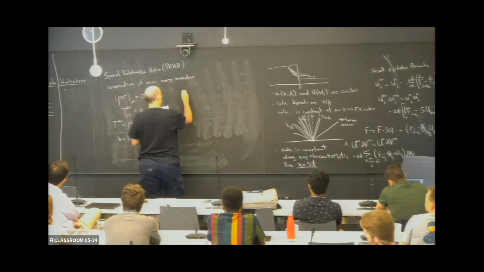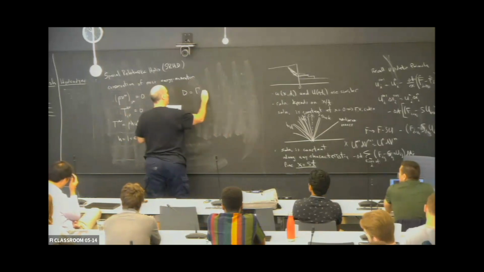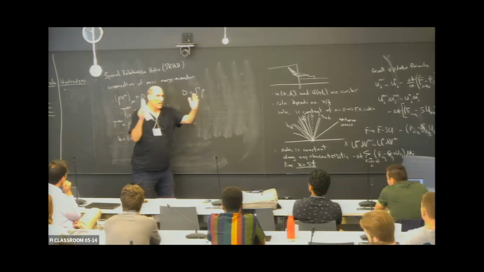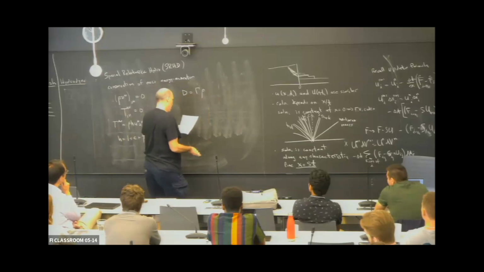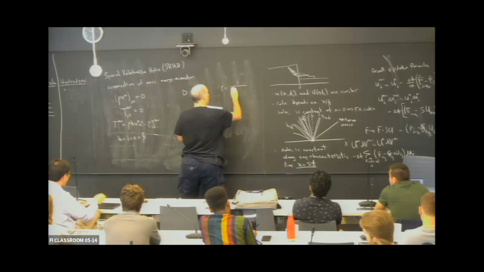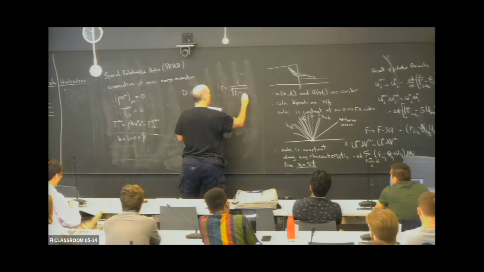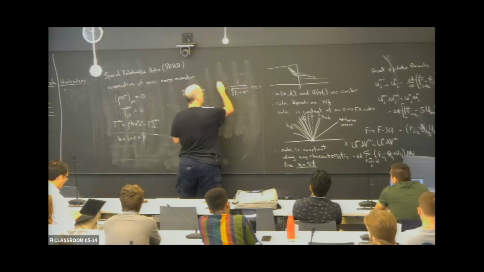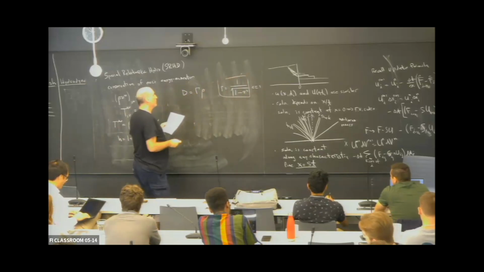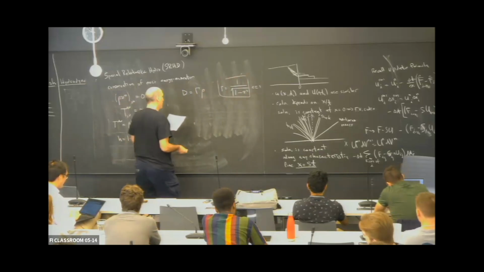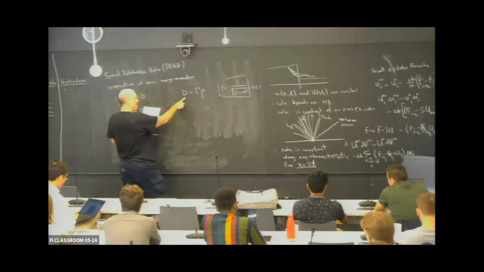And we call this D. So D is the lab frame density, and it's just rho, the co-moving density, times the Lorentz factor. The Lorentz factor is just 1 over the square root of 1 minus (v over c) squared, but we're using units in which c is 1. Okay, so that's the mass density.